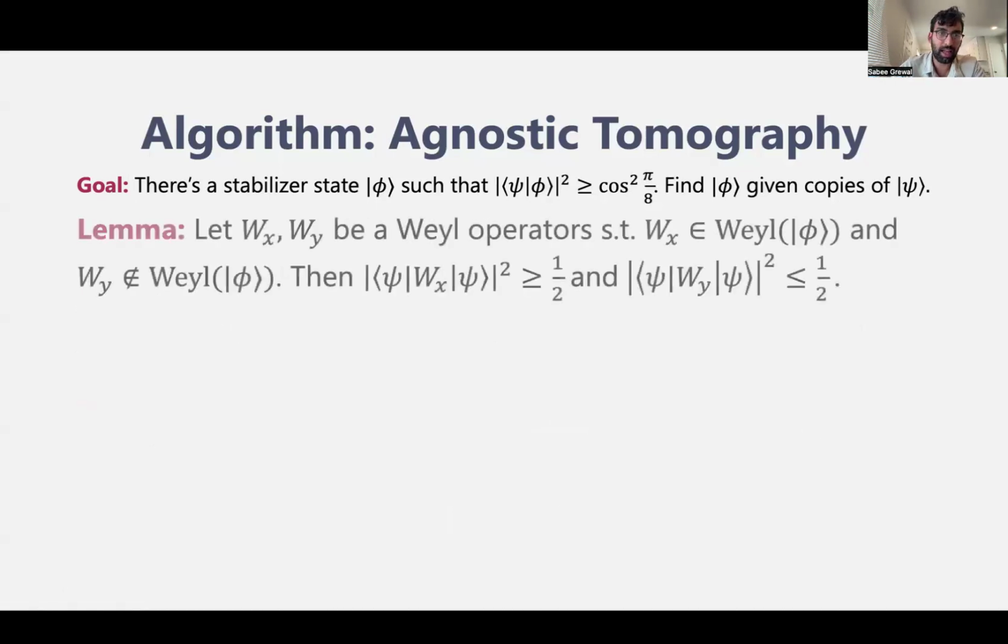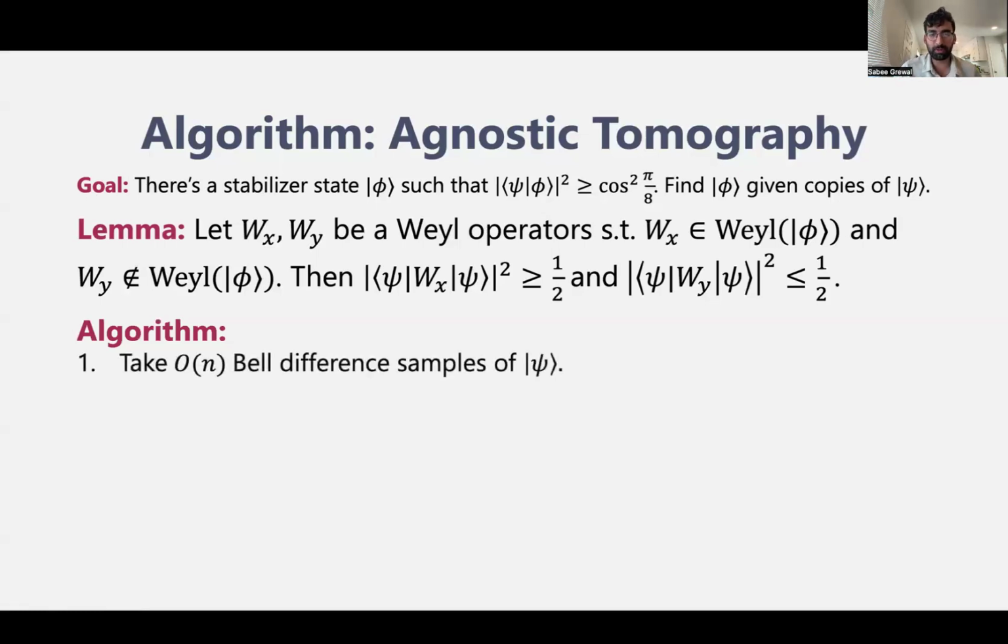Okay. So the last lemma that we need for this is the following. If we have Weil operators Wx and Wy, where Wx is in the unsigned stabilizer group of phi, and Wy is not in this unsigned stabilizer group of phi, then we can show that the squared expectation of Wx is at least 1/2, whereas the squared expectation of Wy with psi is at most 1/2. And of course, this lemma suggests a way of filtering out which Weil operators are in the unsigned stabilizer group and which ones aren't. And so with that, we can actually state our algorithm that accomplishes our learning goal.